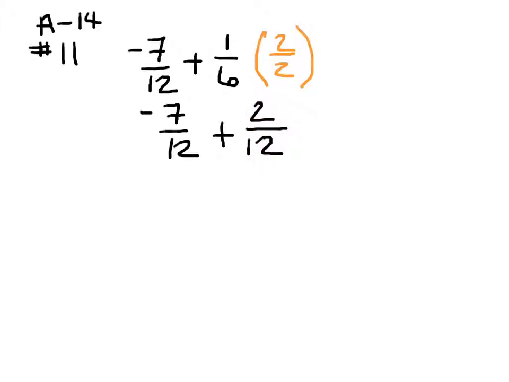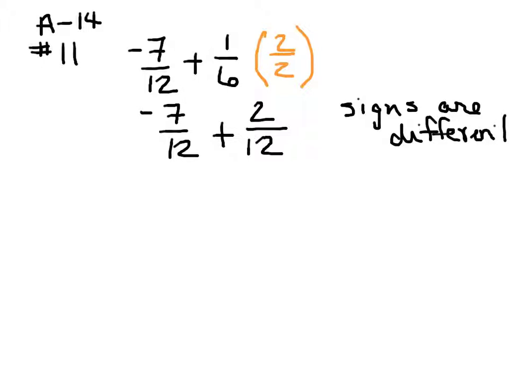So now I see that the absolute value of this is greater than the absolute value of this. The signs are different. This one's negative, this one's positive, so I know that the signs are different. That's the first thing I know. So I look for which one has the biggest absolute value, and that's going to tell me the sign of my final answer.